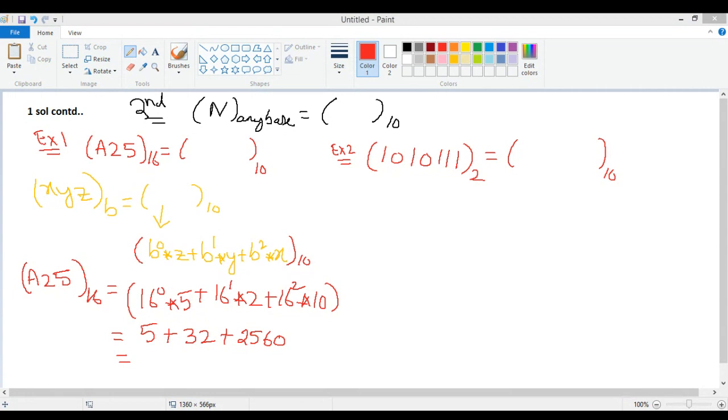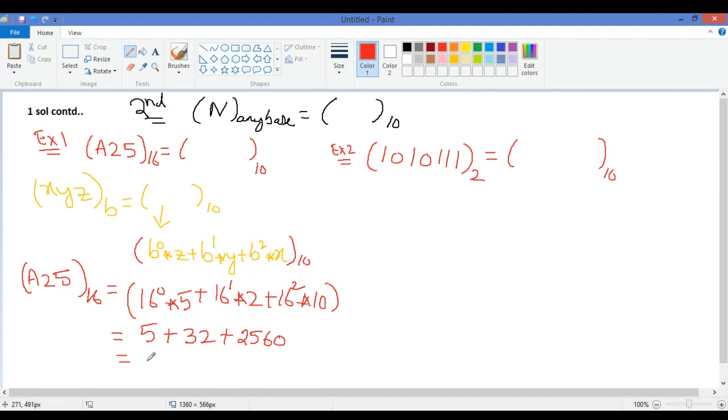Tell me what is the answer. I'm waiting for your response. How much is it? Please add 5 plus 32 plus 2560. So I'm waiting for your response. Very good. 2597.